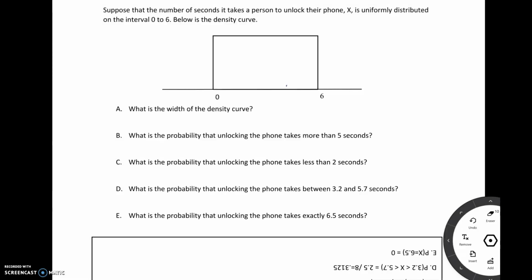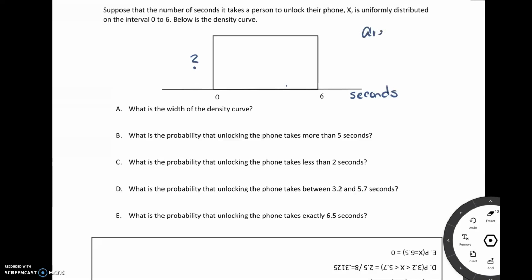All right, so let's look at what this density curve is telling us. Notice along the x-axis here we have 0 to 6, so this is really 0 to 6 in seconds. And the first question asks, what is the width of the density curve? In other words, we're asking for what is this distance here. So there's two facts we can use to help us do this.